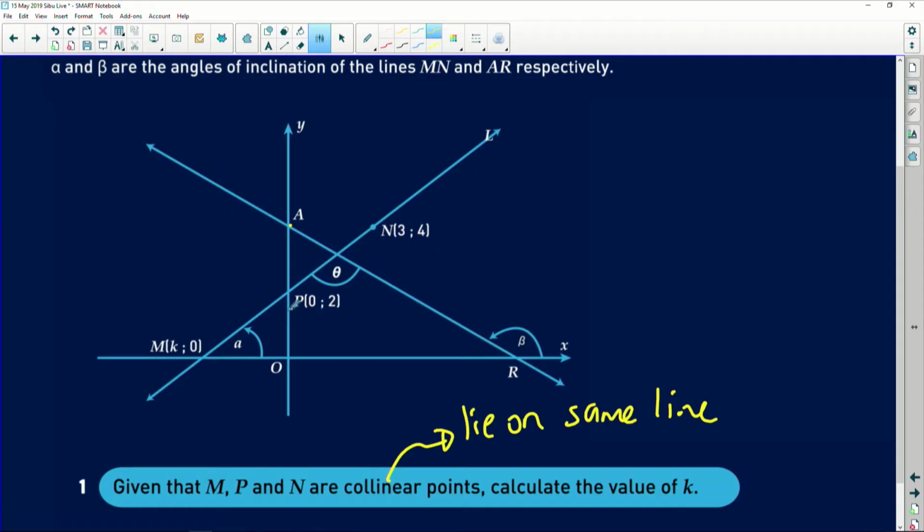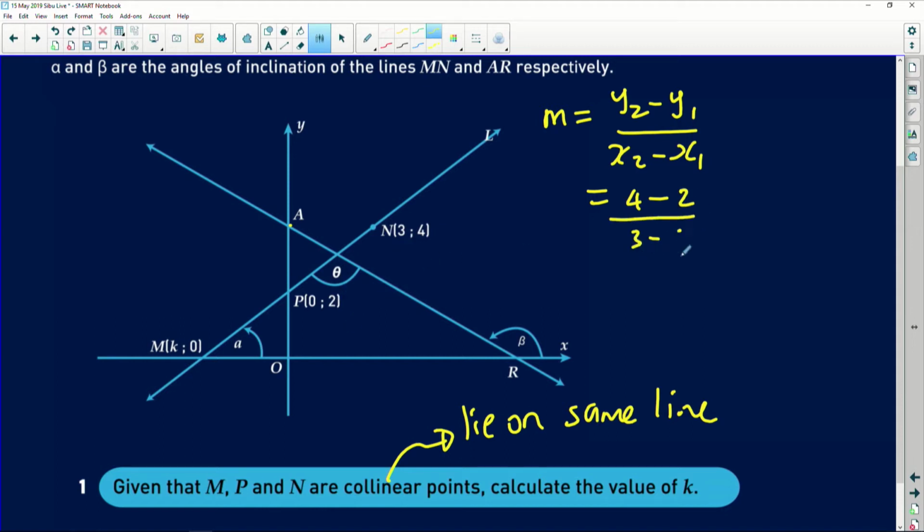So I want to find the equation of the line that passes through M, P, and N. For us to do that, we need a gradient. The gradient is y2 minus y1 all over x2 minus x1. What is y2? I'll take that one. It's 4 minus y1, which is 2, all over 3 minus 0. 4 minus 2 is basically 2, so I'm getting 2 over 3 as the gradient.